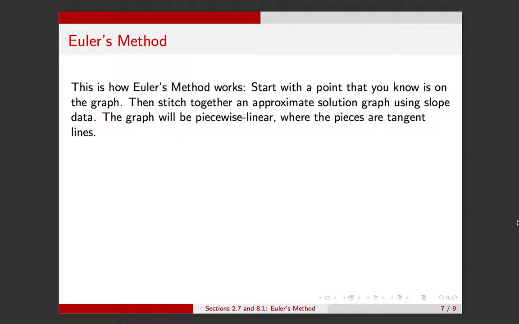So what you're doing with Euler's method is start with a point you know is on the graph. Then you're going to stitch together an approximate solution graph using the slope data. The graph itself will be piecewise linear, as we just saw. The linear pieces themselves are pieces of tangent lines from the given point that you're currently looking at.